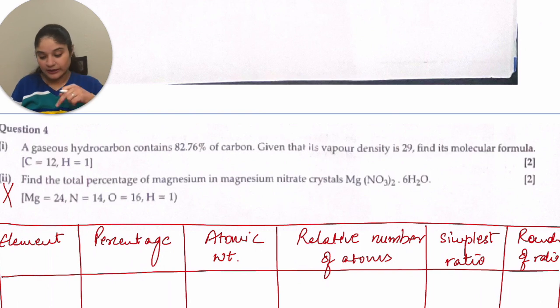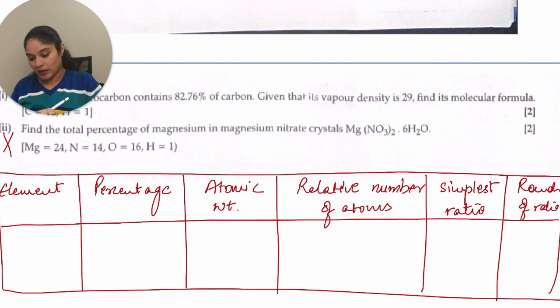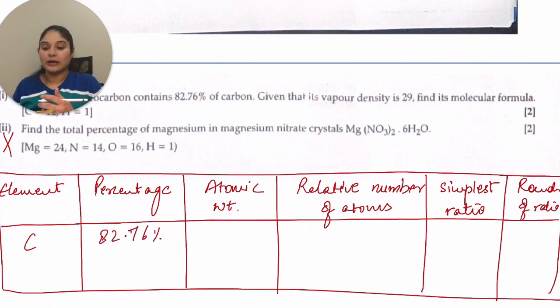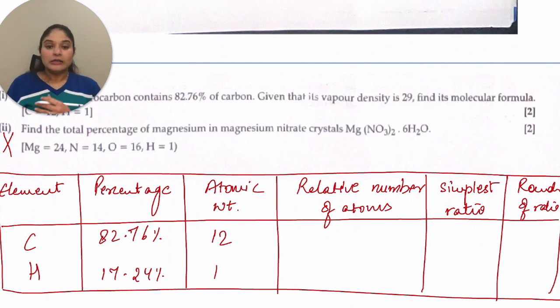So the first is they are saying a hydrocarbon contains 82.76% of carbon. So your carbon is 82.76%. If carbon is that much, hydrogen will be 100 minus 82.76. So that will be 17.24%. What is the atomic weight for carbon? It is 12. For hydrogen, it is 1. Relative number of atoms. So how do we calculate that?